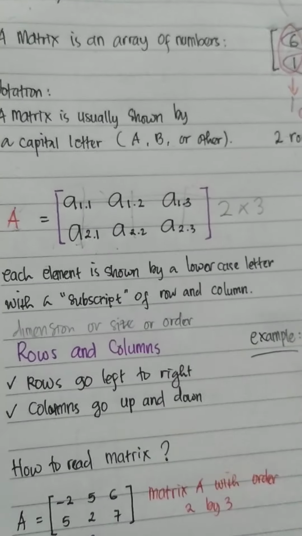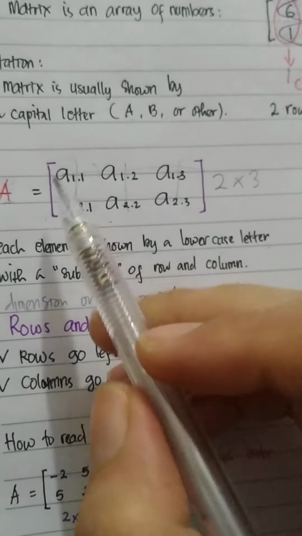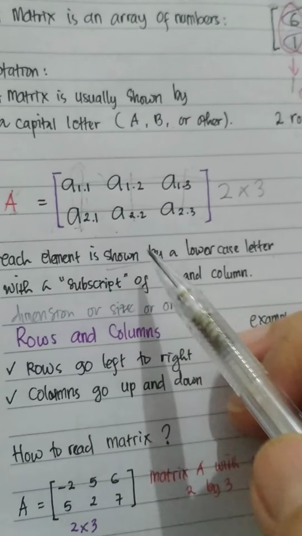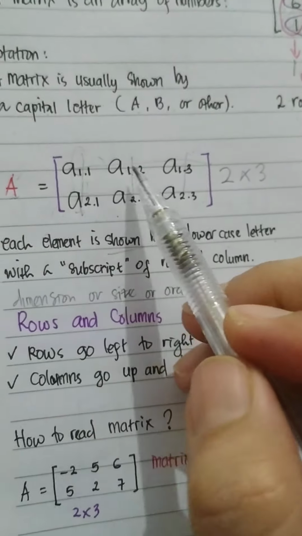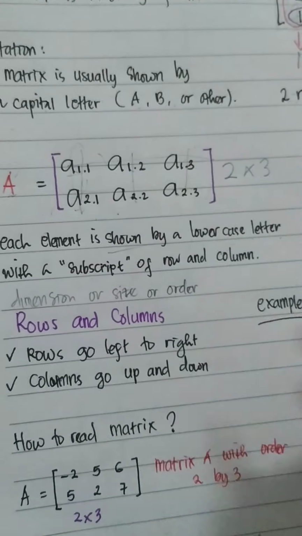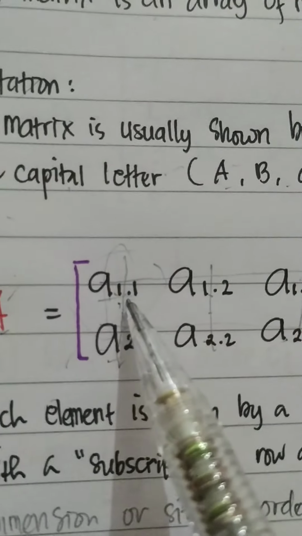Okay, and each element is shown by a lowercase letter. Kalau sudah di dalam bracketnya, kamu boleh pakai lowercase letter atau small letter like this, small a, small a, small a, and small a. And then what does this mean? Why did I make small a 1.1?